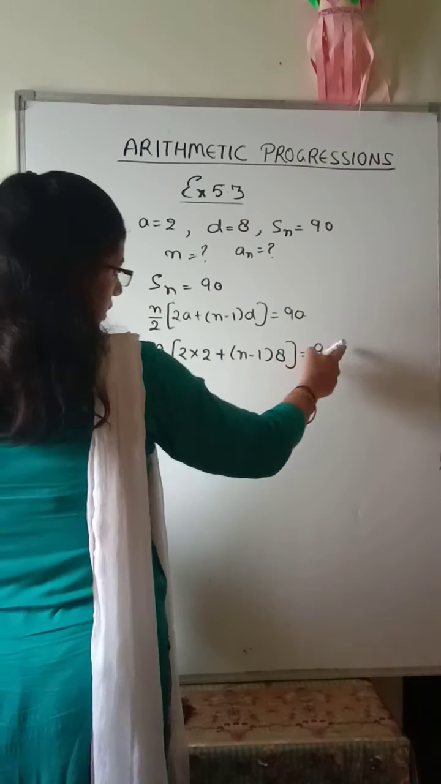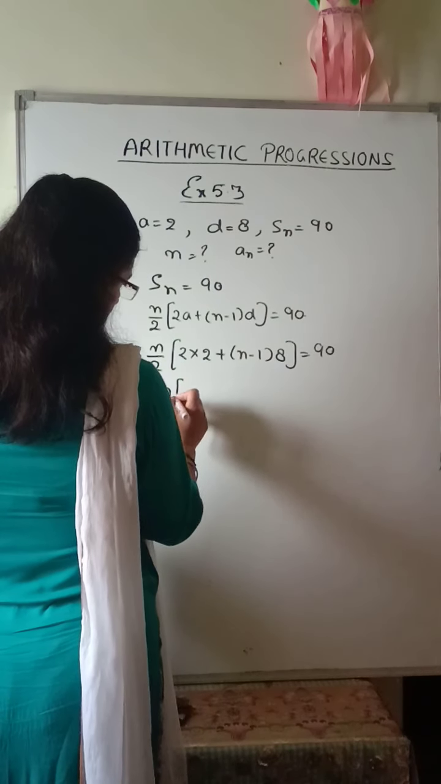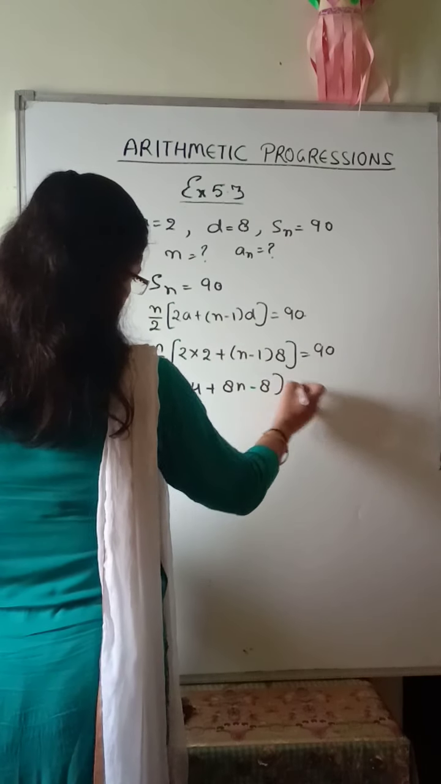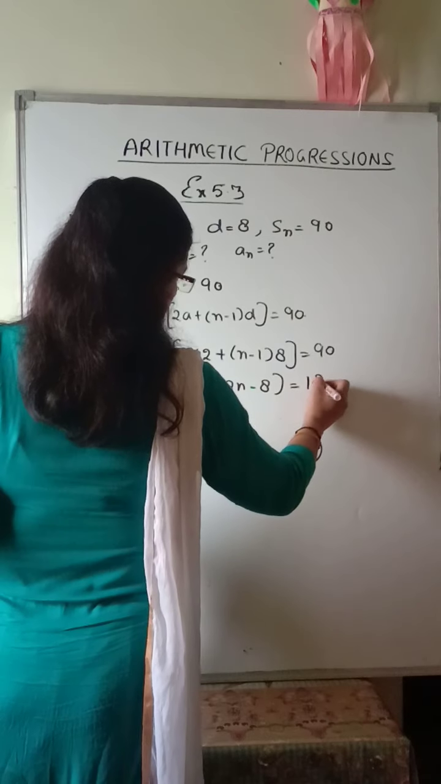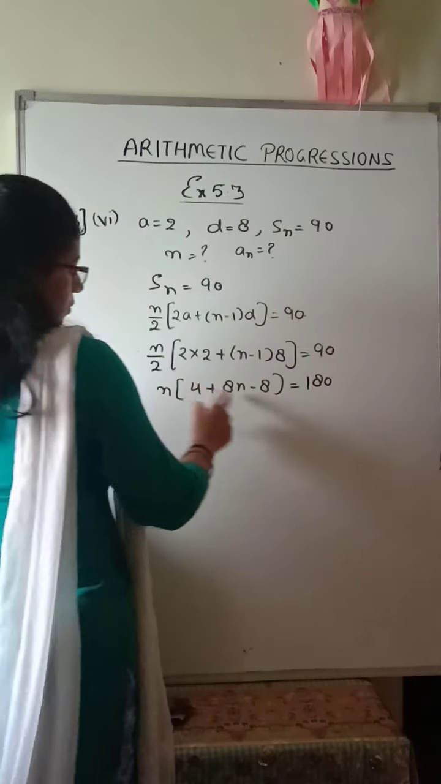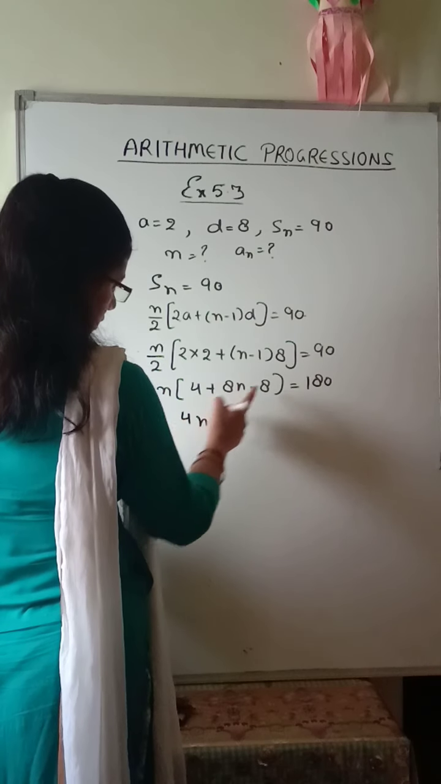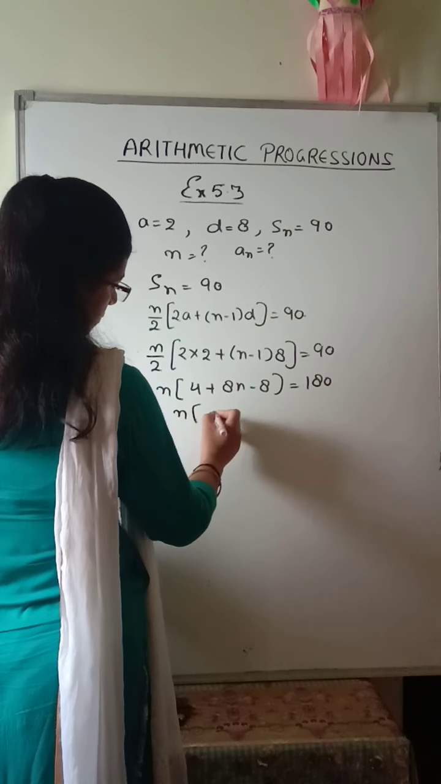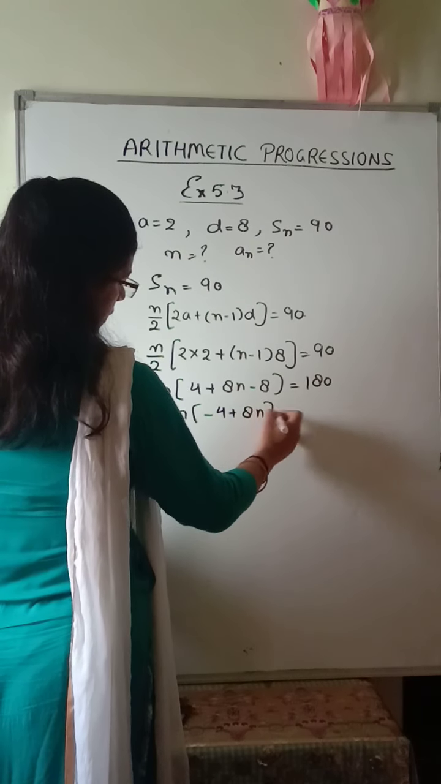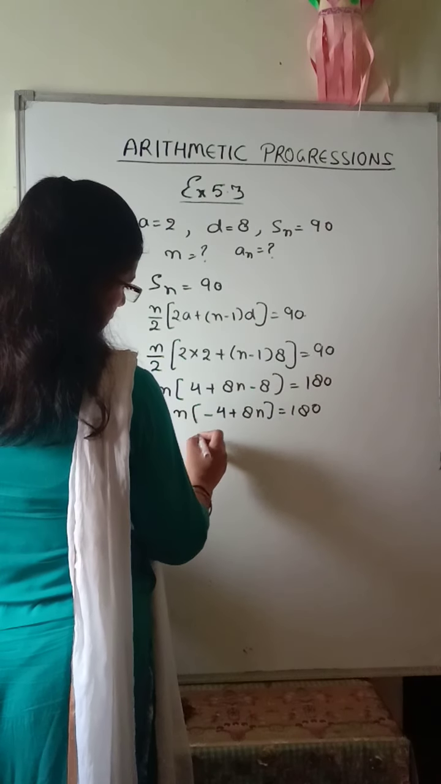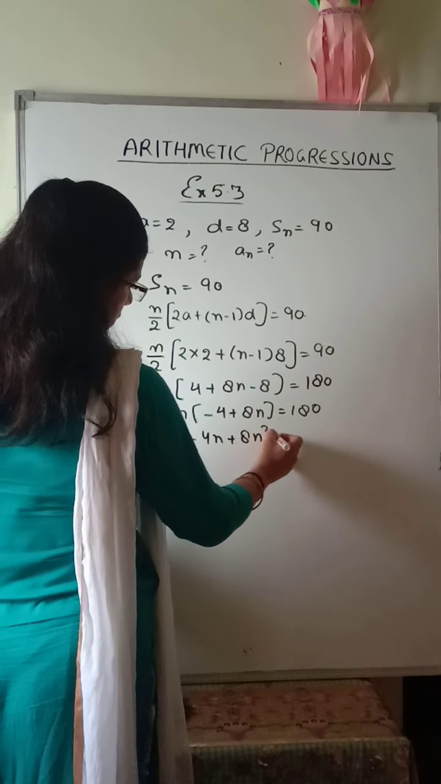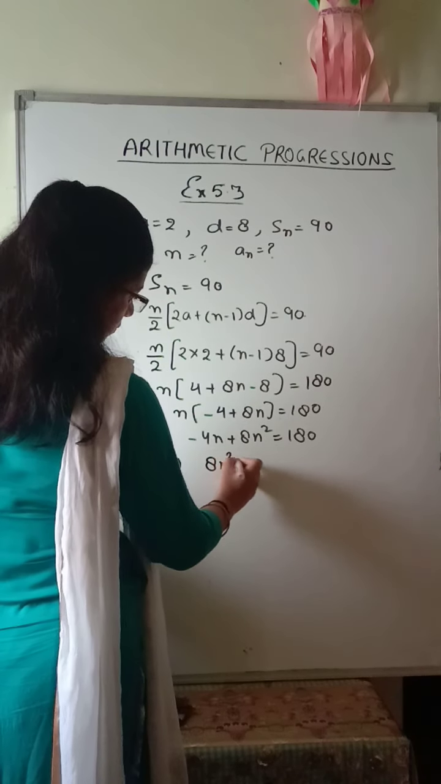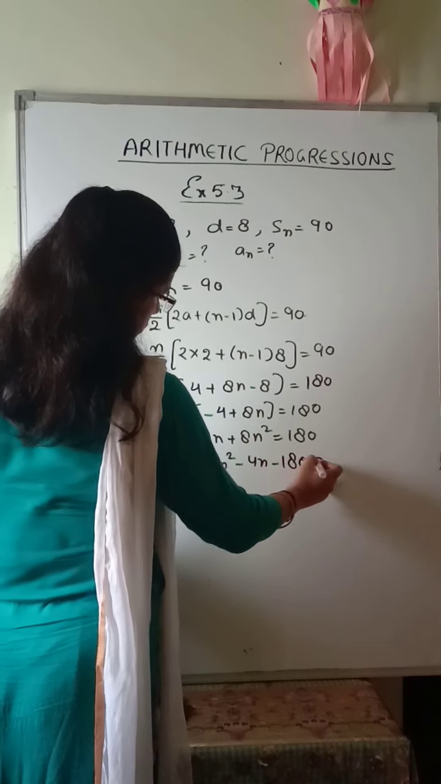Okay. 2 I am sending this side. So n into 4 plus 8n minus 8, opening the bracket, equals to 2 is in numerator, 90 into 2, 180. Okay, open the bracket, 4n, 8. Okay, first we will solve this. Okay, so n into plus 4, minus 8 minus, so minus 4n plus 8n square equals to 180. 180 will bring this side, so we can write 8n square very first, minus 4n minus 180 equals to 0.